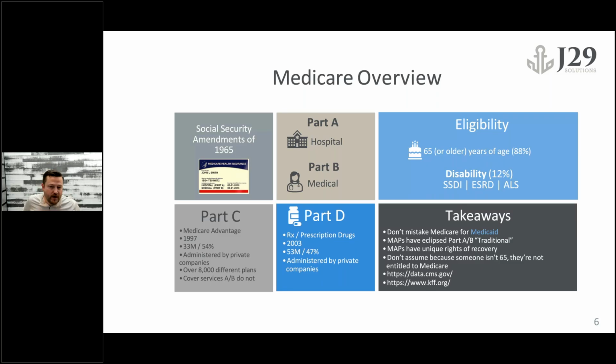And there are two primary parts to traditional or original Medicare. Part A is hospital treatment, inpatient, and Part B is outpatient medical treatment. By and large, most folks are entitled to Medicare because they reach that magic birthday of 65 years of age. 88%, in fact, are entitled to Medicare because of that.